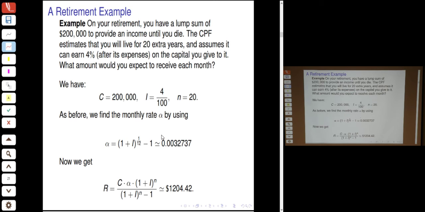So, again this is an example. Here the roles are reversed because the CPF is paying you back money monthly. It is as if you have lent money to the CPF and it accrues certain interest and the CPF is paying you back monthly. So, again you use a similar formula, R equal to C times alpha times (1 plus I) to the n divided by (1 plus I) to the n minus 1. Alpha is the monthly interest rate corresponding to the annual interest rate I, and if you slot in the values given in the problem you get this figure.